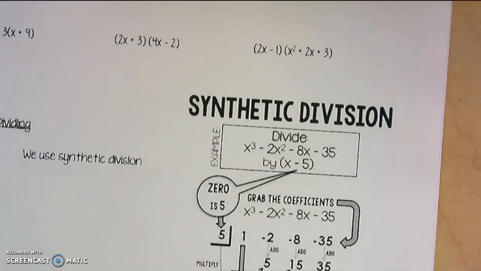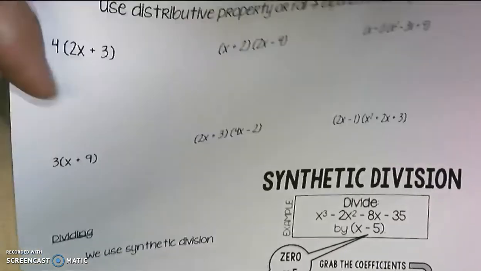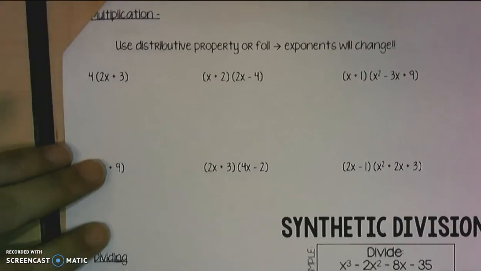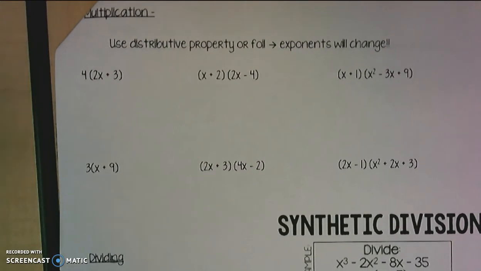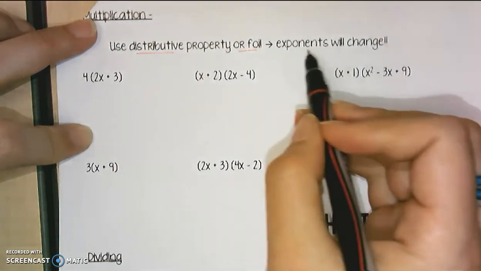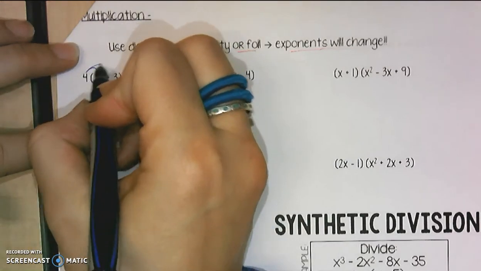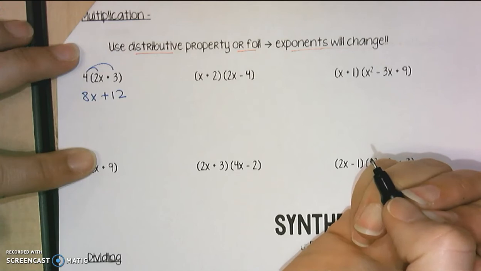I know I'm going quick, but let me know if I need to go over. You can always send me a message or something like that to go over, or you can rewind, look at it again. Multiplication is the easiest one because we've already done this type of multiplication for a long time. So we're either using distributive property or FOIL, and this time exponents will change. Okay, so our exponents will change when we're multiplying, but not when we're adding and subtracting. So I'm just going to distribute this, so this becomes 8x plus 12, and that's it.